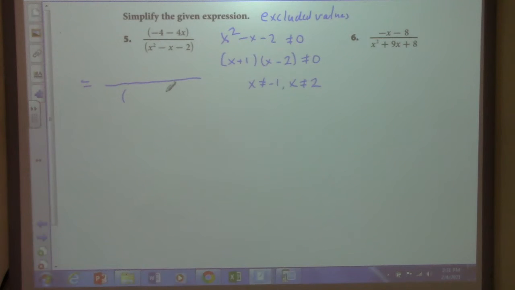So we're going to rewrite with our factored form. We can factor our denominator, which we already have done, right? So you write x plus 1, x minus 2. And what is going to be our common factor of the numerator up here? Negative 4 times 1 plus x, right?